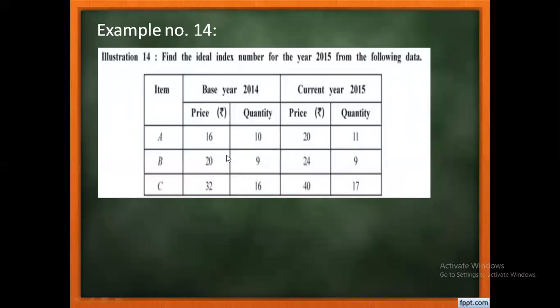Illustration number 14. Find the ideal index number for the year 2015 from the following data. 3 items you are given: A, B, and C. Base year, that means this is P0 and this quantity of 2014 is Q0. Current year price is P1 and current year quantity is Q0.